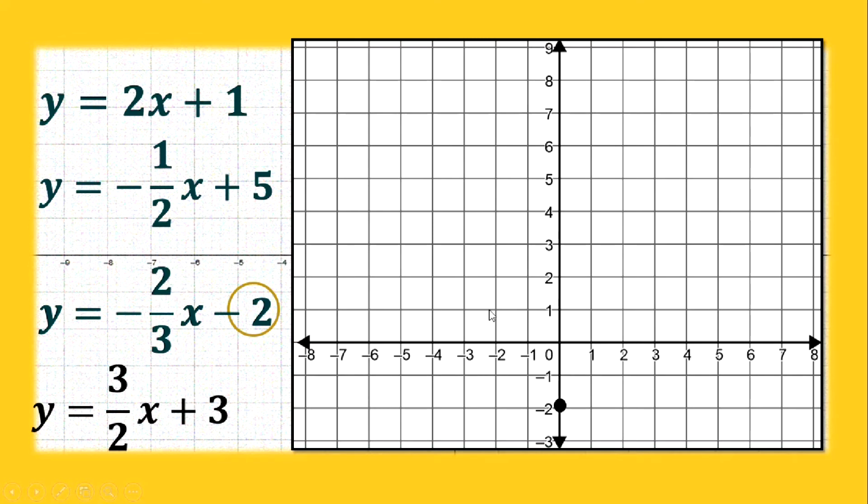Our rise is 2. Akyat tayo ng dalawa. And our run is 3. Negative ang ating slope, kaya tayo ay magle-left. 1, 2, 3. Nandito yung point natin and connect lang natin yung 2 points.